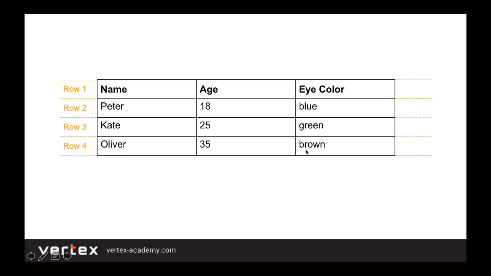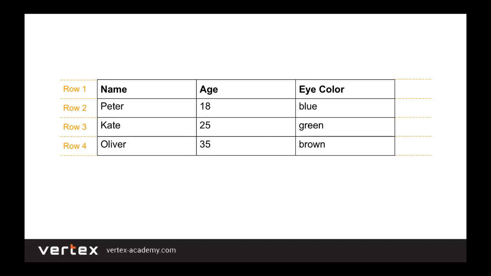Each row, in turn, is composed of table cells. As you see, the first row is divided into 3 cells. The first cell of the first row, the second cell of the first row, and the third cell of the first row. The same with the second row, the first cell, the second cell, and the third one. And the same approach for the third row. And for the fourth row.